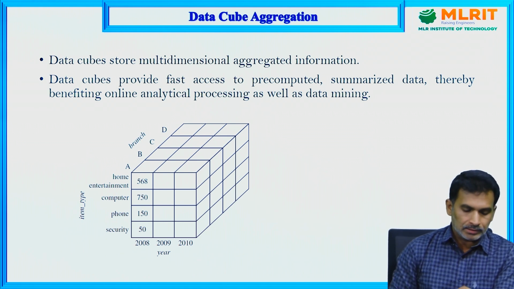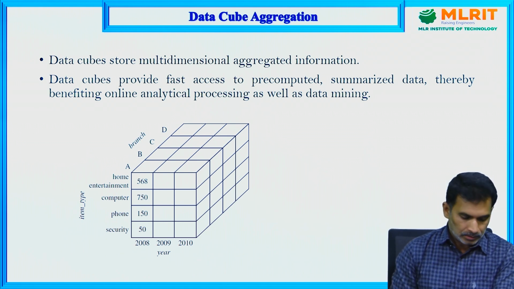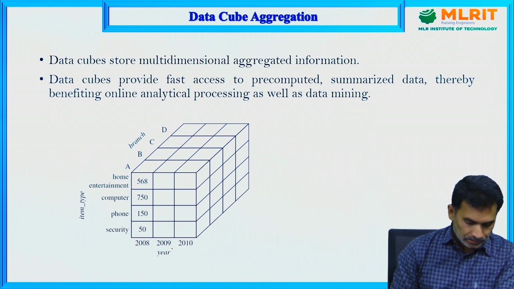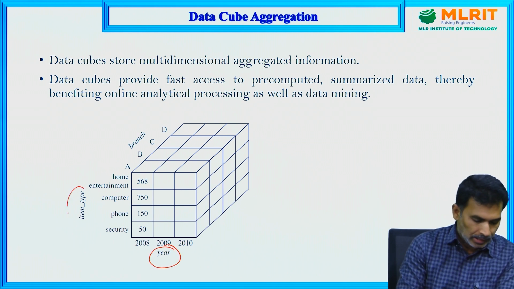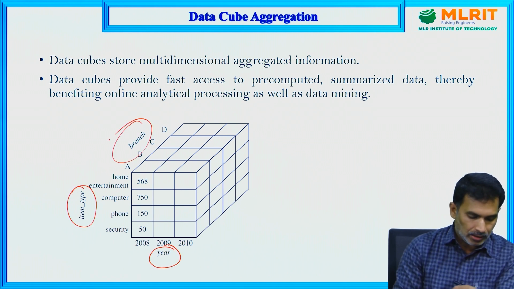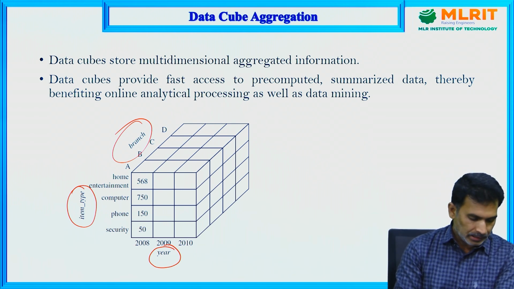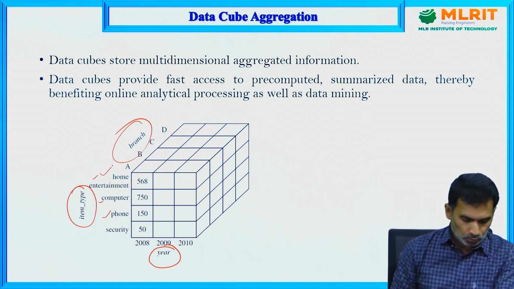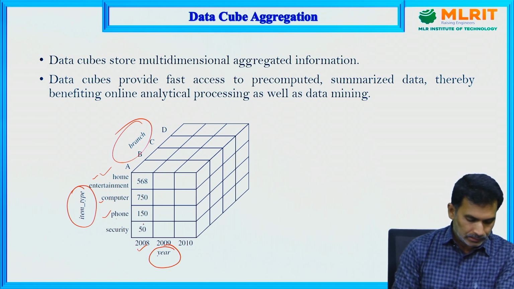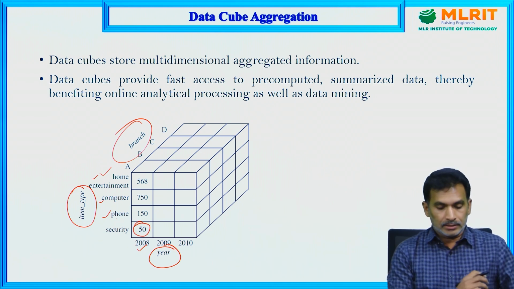From this data cube, we can understand that there are year, item type, and branch dimensions. Under branch, there are 4 categories: A, B, C, D. Under item type, there are security, phone, computer, entertainment, and home. And the years are 2008, 2009, and 2010. Each cell gives the aggregated value.